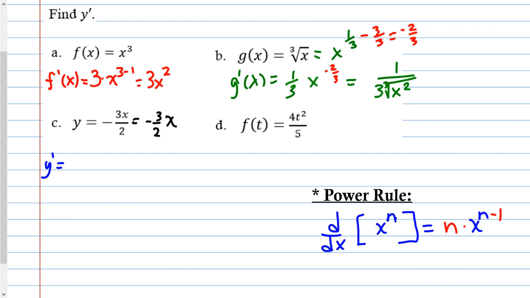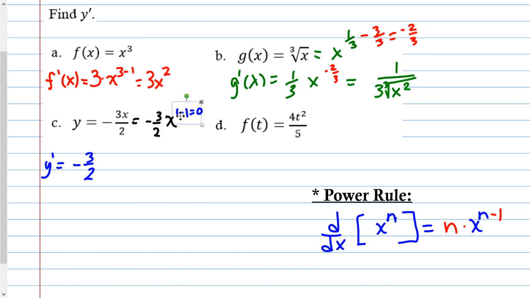Okay, so when I derive this, I'm going to look at my exponent, which is a 1, right? If there's nothing there, you have an exponent of 1. So I have to multiply my function by 1. So that still leaves me with negative 3 halves. Nothing changed because it's the number 1. And then x to the first power, I'm going to subtract 1. So I end up with an exponent of 0. Well, what is x to the 0 power? In fact, what is anything to the 0 power? It equals 1. So now I have negative 3 halves times 1, which is just negative 3 halves.